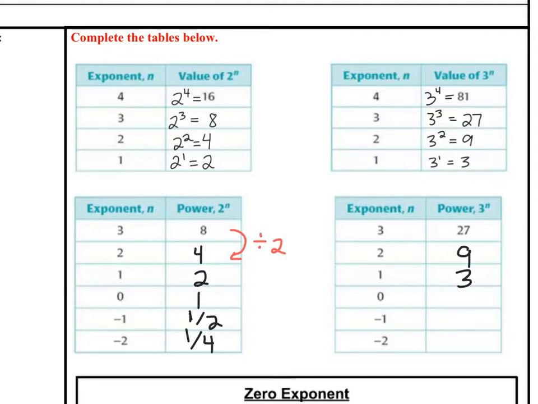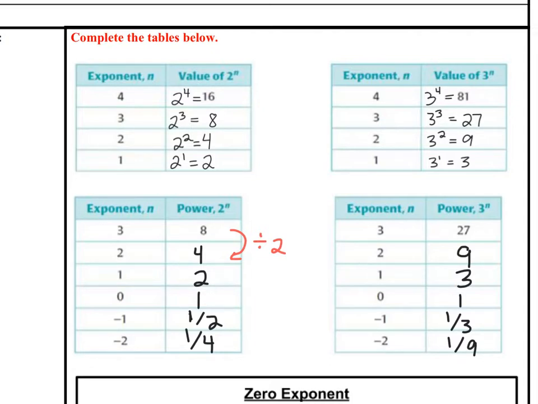27 divided by 3 is 9. 9 divided by 3 is 3. What's 3 divided by 3? 1. What's 1 divided by 3? 1/3. And what's 1/3 divided by 3? 1/9. If you're dividing by 3, it's the same thing as multiplying by 1/3. So 1/3 times 1/3 is 1/9.